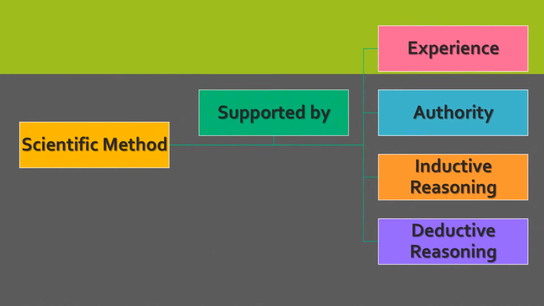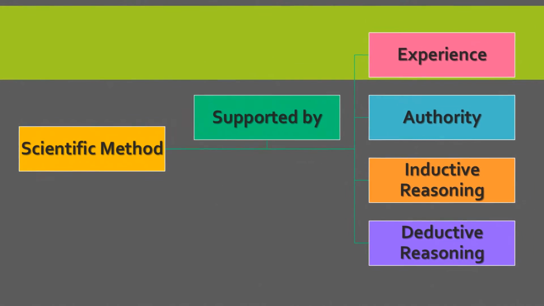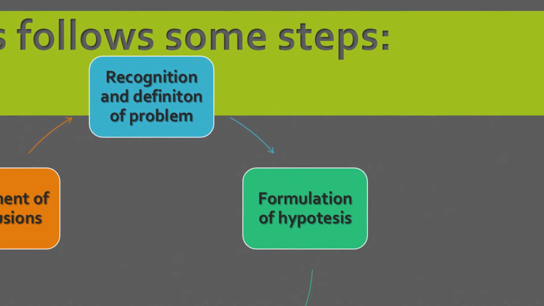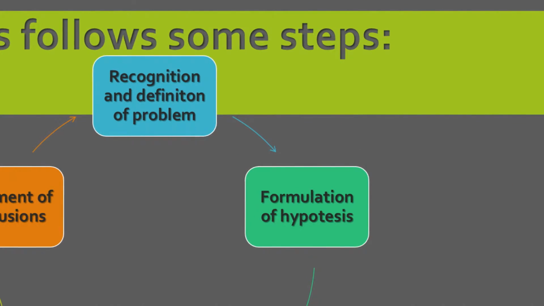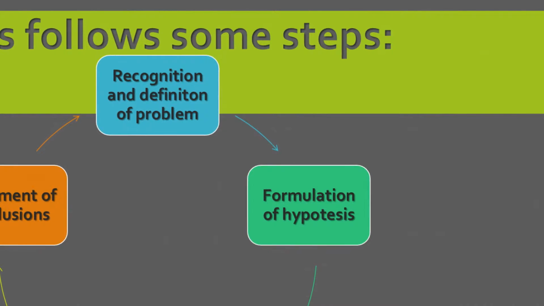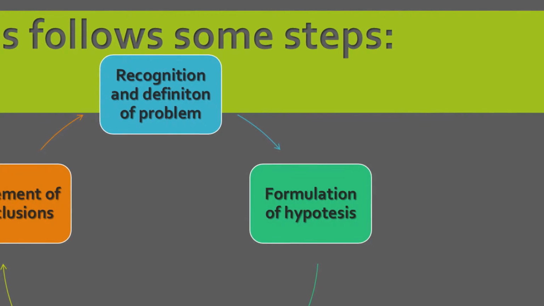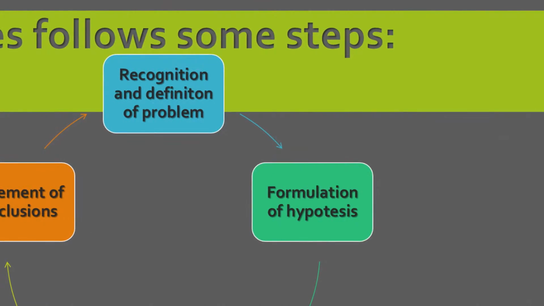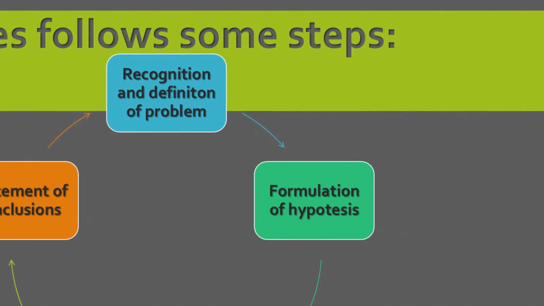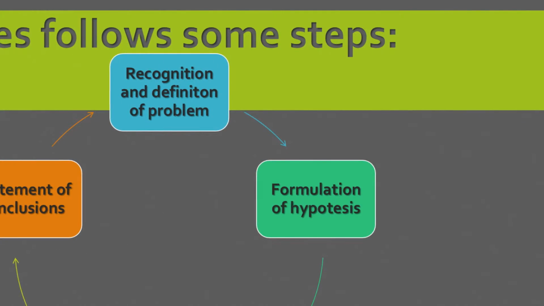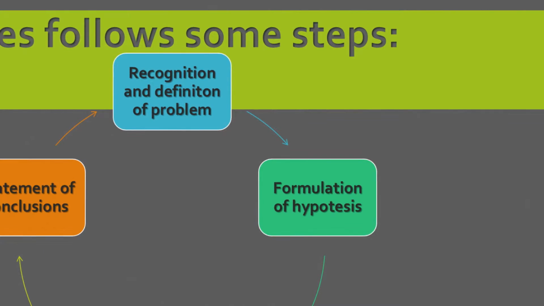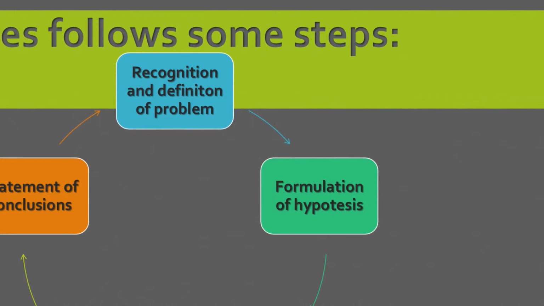The scientific method is a process that follows some steps. First, recognition and definition of problem, formulation of hypotheses, collection of data, analysis of data, and statements of conclusion regarding confirmation or disconfirmation of the hypothesis.